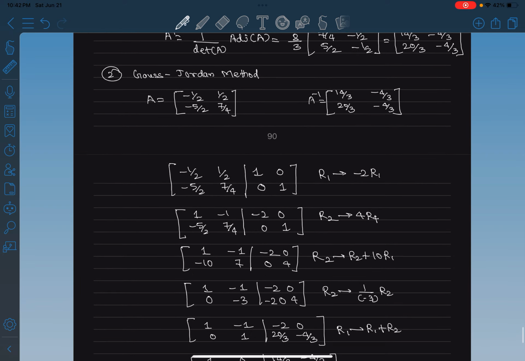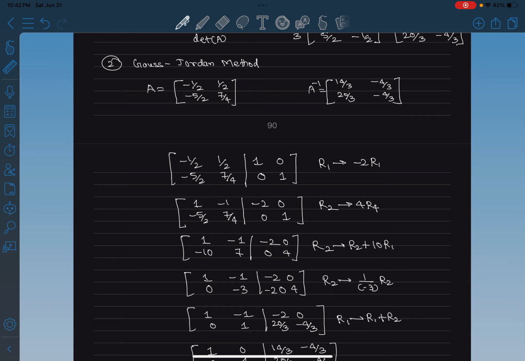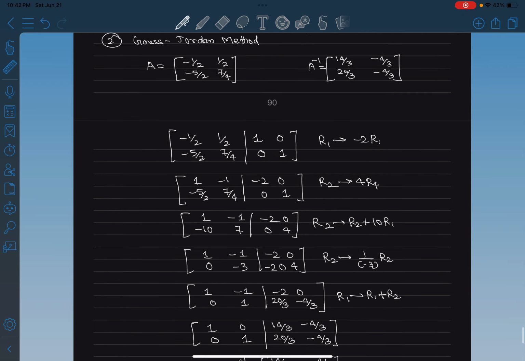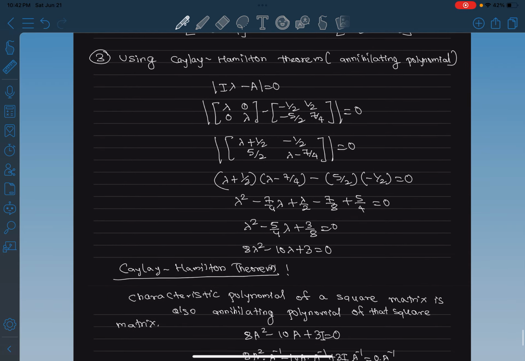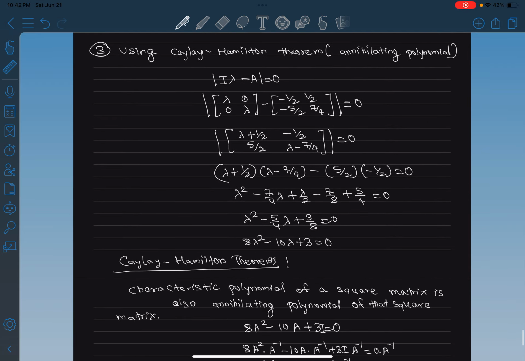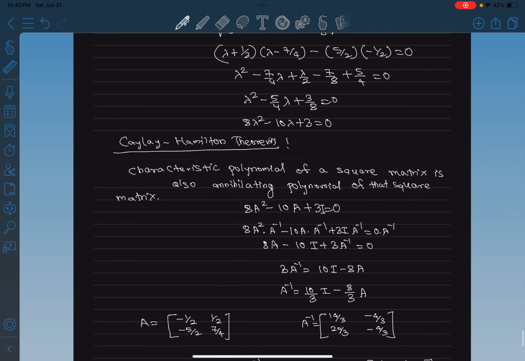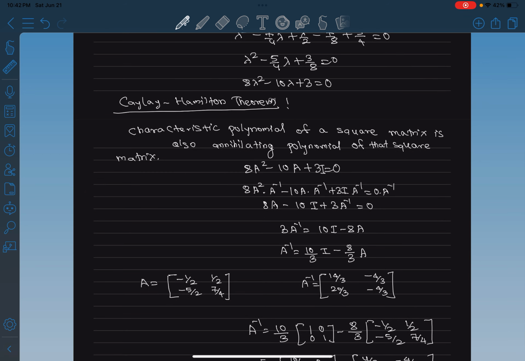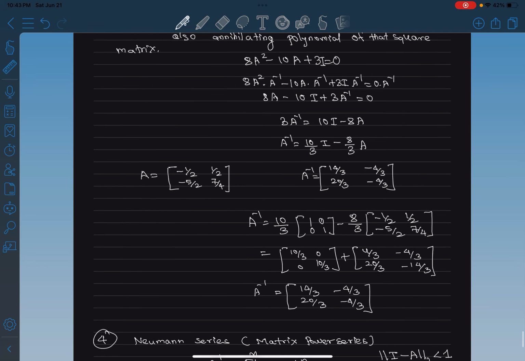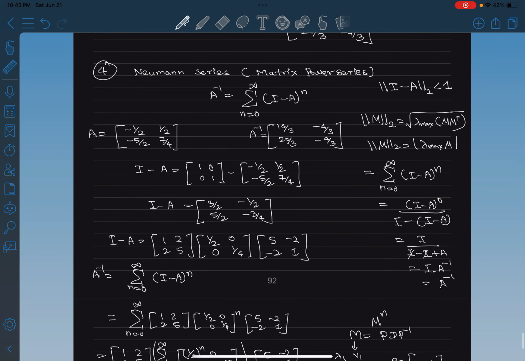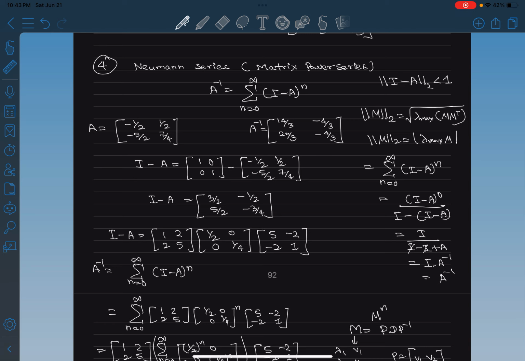The second one was Gauss-Jordan, where we placed a unit matrix next to the matrix and did row operations to reduce the first matrix to the unit matrix while the second matrix transformed itself into the inverse. The third one was where we first found our characteristic equation, noted that the matrix satisfies that characteristic equation, multiplied both sides by the inverse, and then isolated the matrix inverse and found it.